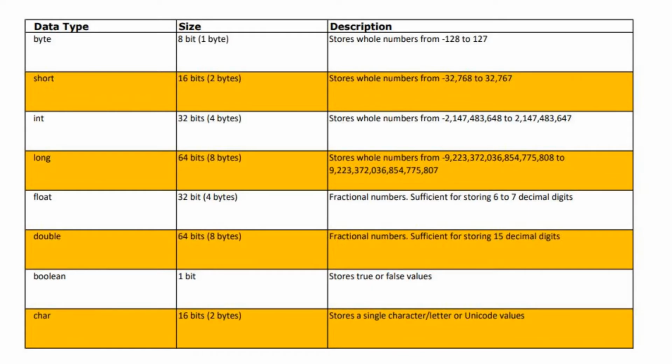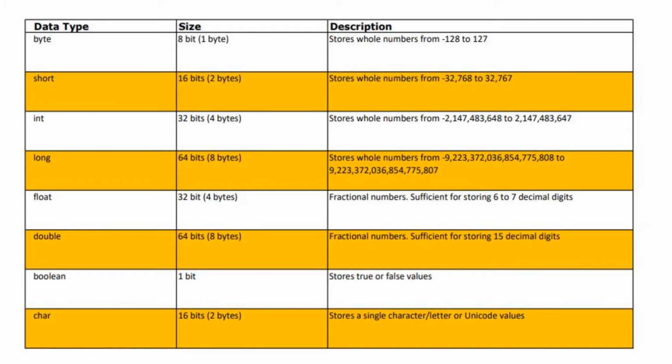Each of these data types has a certain range and a certain size. The byte has a size of 8 bits, that is 1 byte, and stores numbers from -128 to +127. A short needs 2 bytes, that is 16 bits, and has a range from -32,768 to 32,767. And there you can see the ranges of other types, like int which is 32 bits, and long which is 64 bits.